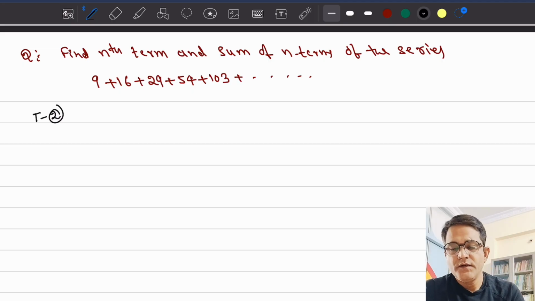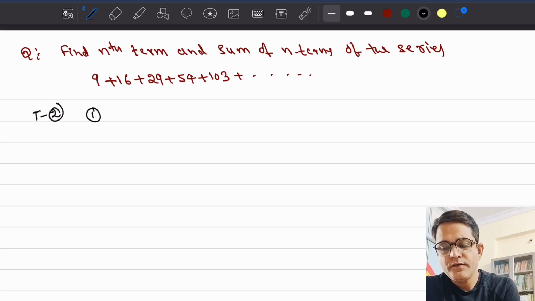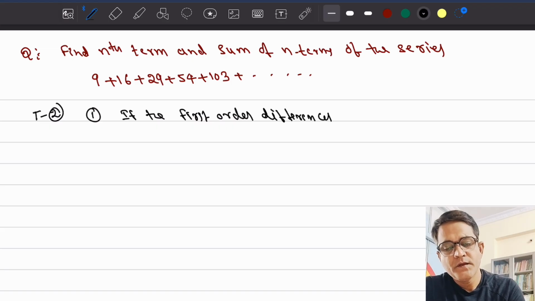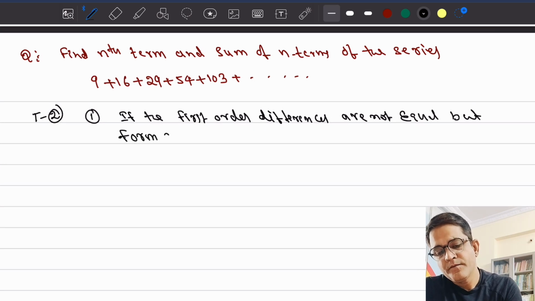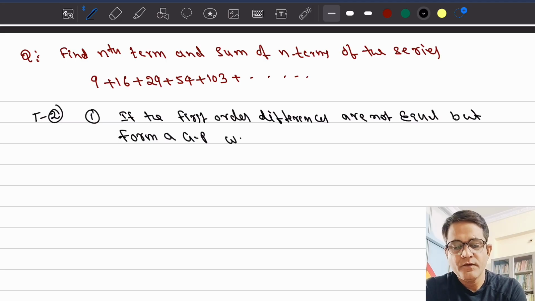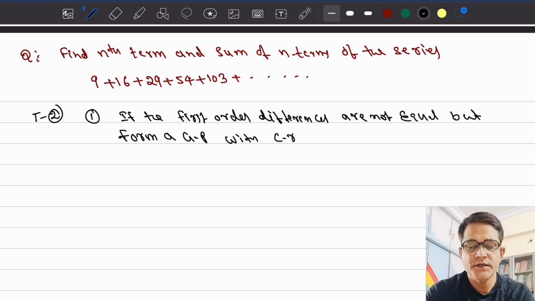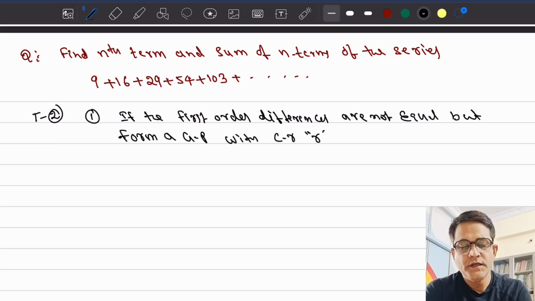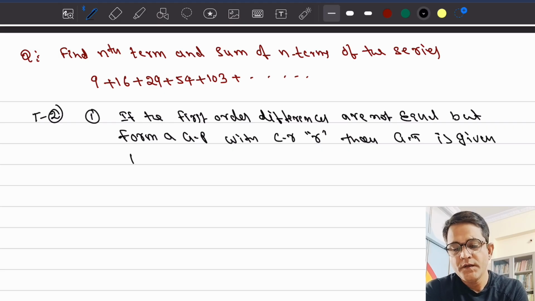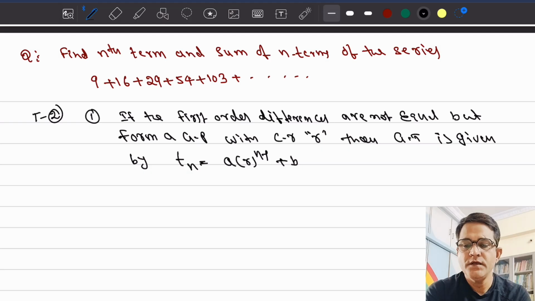The method: first point, if the first order differences are not equal but form a GP, a geometric progression, with common ratio R, then the general term is given by Tn equals A into R power n minus 1 plus B. So this is the general term.